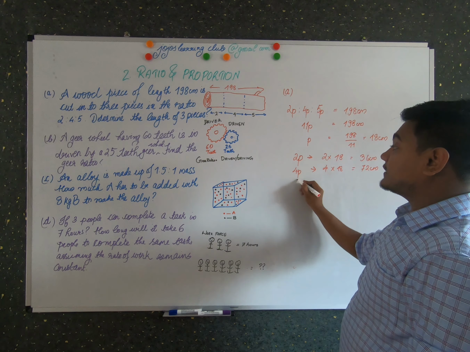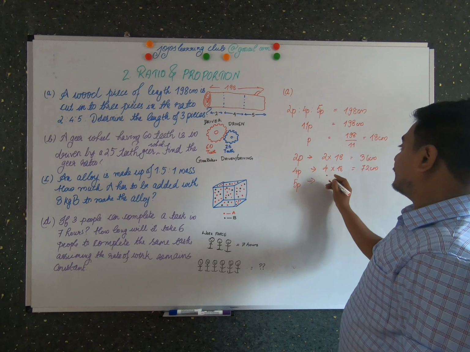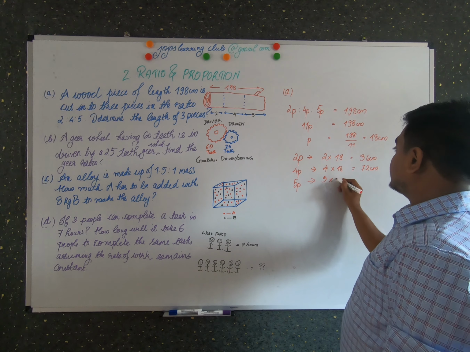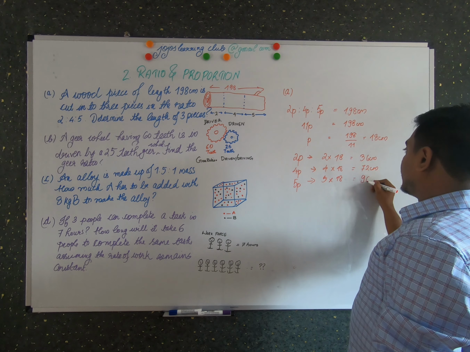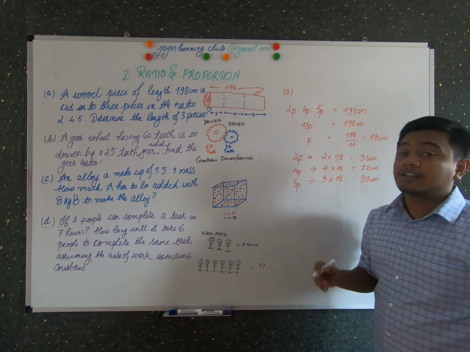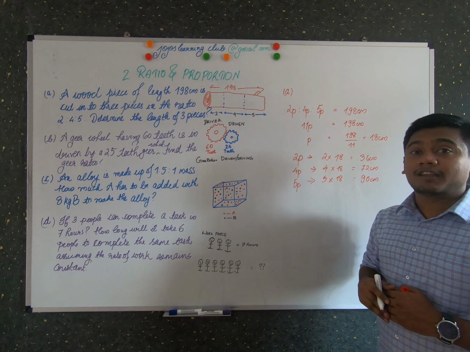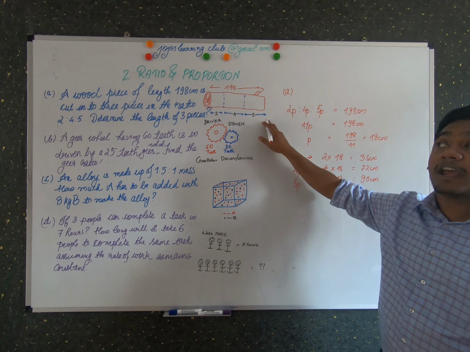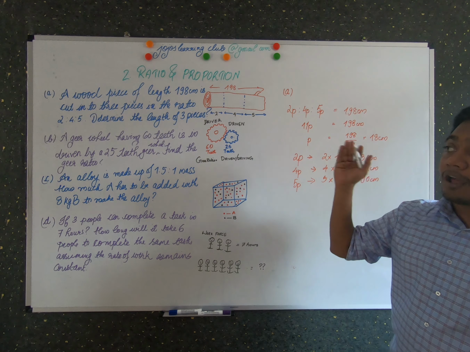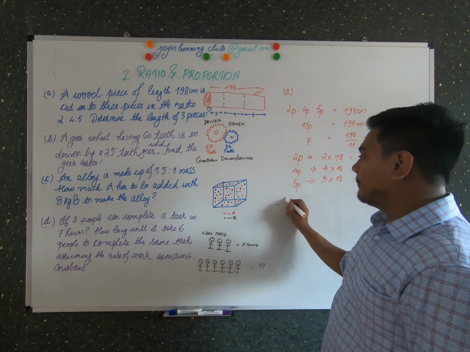And the last part is 5 parts. So which is 5 times 18, and it is 90 centimeter. So this is how you can find values or do calculations using ratios. So this is only one example, and now let's go to another example.